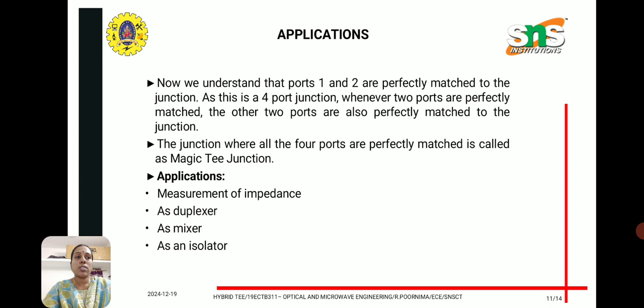Now the applications of the magic T. We understand that ports 1 and 2 are perfectly matched to the junction. As this is a 4-port junction, whenever two ports are perfectly matched, the other two ports are also perfectly matched. Where all four ports are matched, it is called the magic T junction. The applications of the magic T are measurement of impedance. It can be used as a duplexer, and it is used as a mixer and also an isolator.